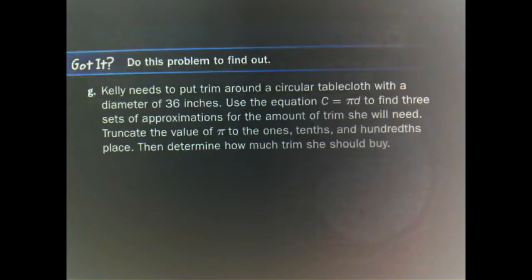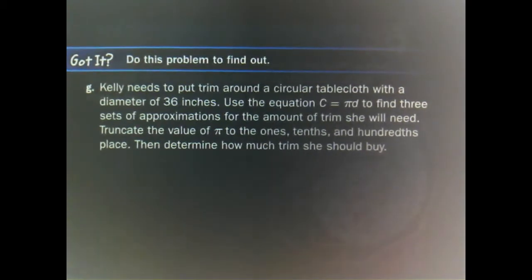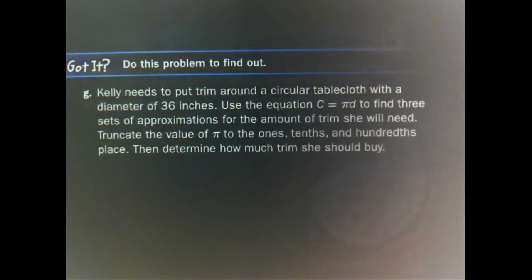Okay. Moving on, why don't we do this one together, because this one is a bit different than the last one we just did. It says Kelly needs to put trim around a circular tablecloth with a diameter of 36 inches. Use the equation C equals pi d to find 3 sets of approximations for the amount of trim she will need. Truncate, which means to cut off, not to round. So we're not going to look to the right and bump it up or down. We're just going to stop it. Use the value of pi to the ones, tenths, and hundredths place. Then determine how much trim she should buy.